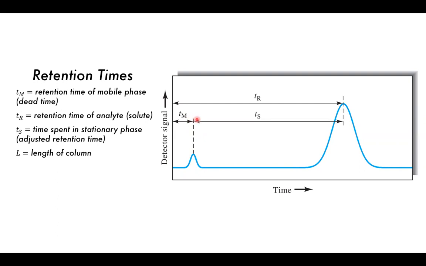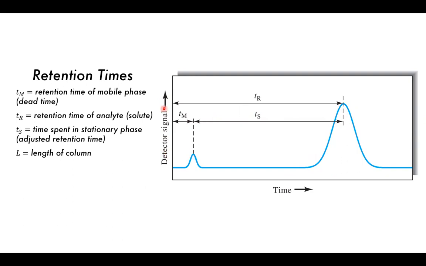So Ts is the time spent in the stationary phase. Obviously it starts off in the mobile phase whenever we inject our solute. But after that, it spends some time in the stationary phase, which is Ts. To find Ts, we start at time Tm. Say, for example, it takes 1 minute for the mobile phase to pass through the column. Then after 10 minutes, our analyte comes through, our solute passes through, and we detect it using our detector.